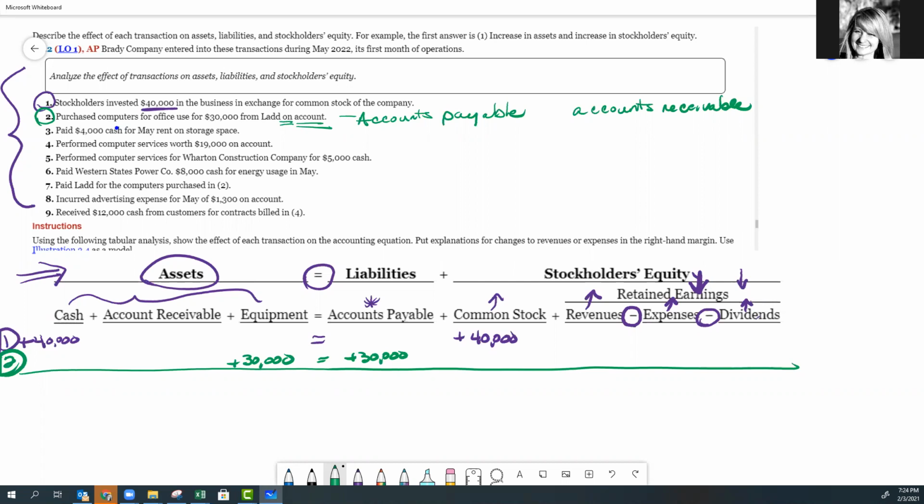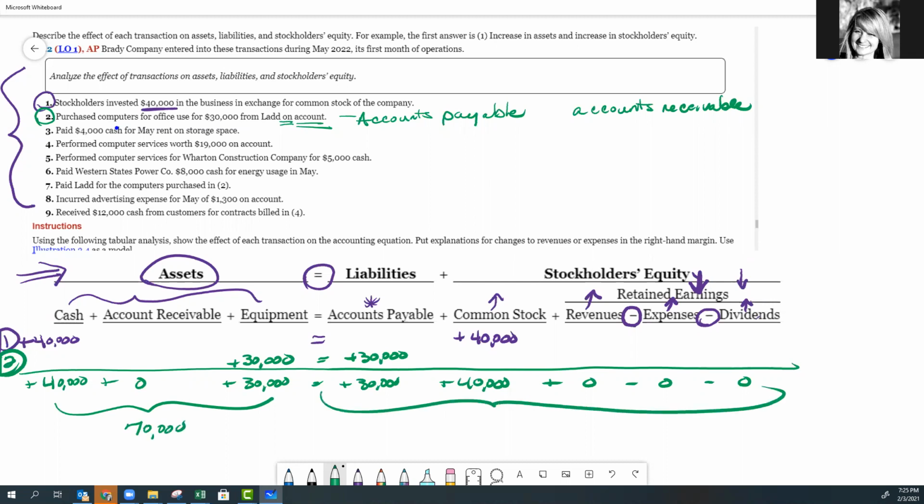So after this transaction, my cash has a balance of $40,000. And I have no accounts receivable. I have $30,000 of equipment. And I have $30,000 of accounts payable, $40,000 of stock, 0 revenues, 0 expenses, 0 dividends. So let's take a look at our balances. On this side, we have $70,000. And on this side, we have $70,000 and we balance. So we're happy.